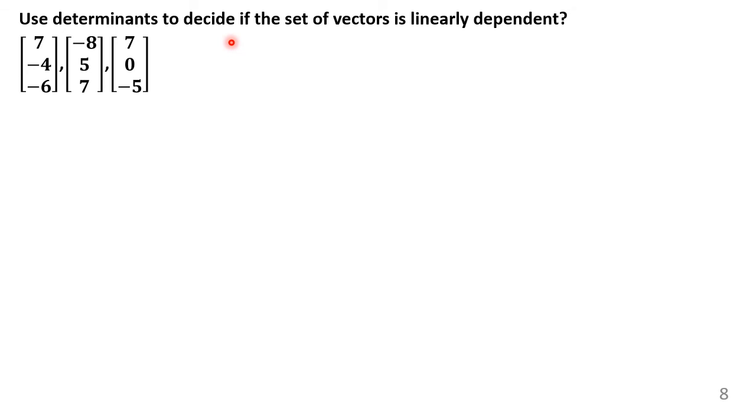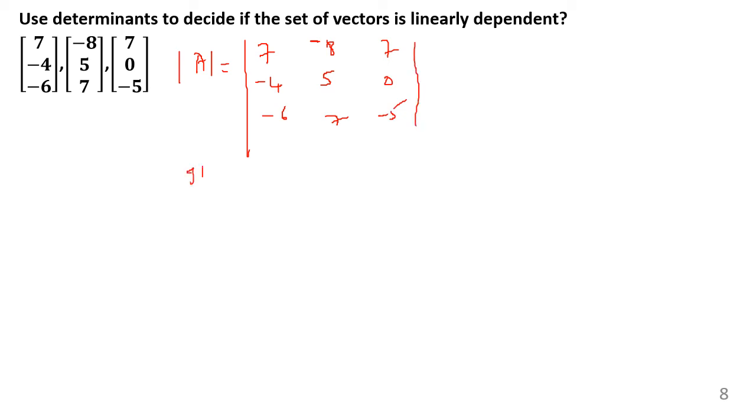Use determinants to decide if the set of vectors is linearly dependent. Vectors are 7, minus 4, minus 6, minus 8, 5, 7, 7, 0, minus 5. Therefore, we can write the determinant of A as 7, minus 4, minus 6, minus 8, 5, 7, 7, 0, minus 5.